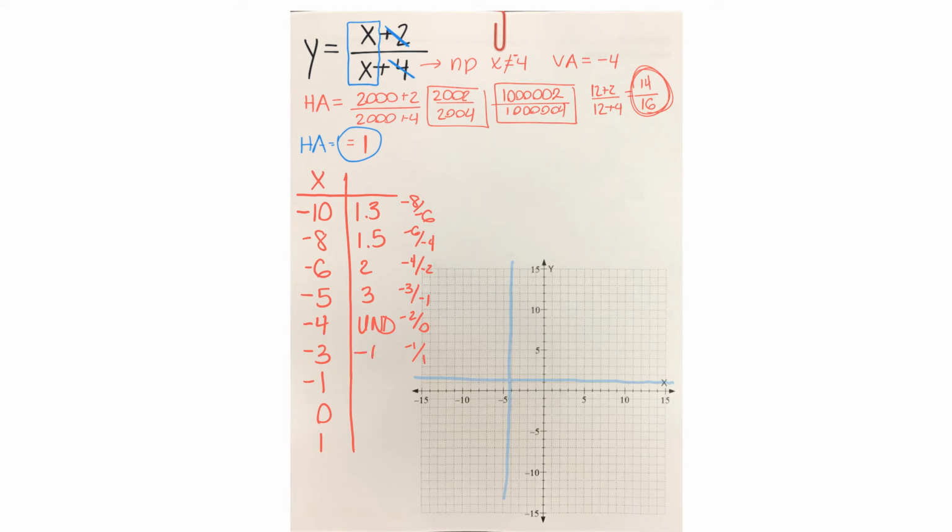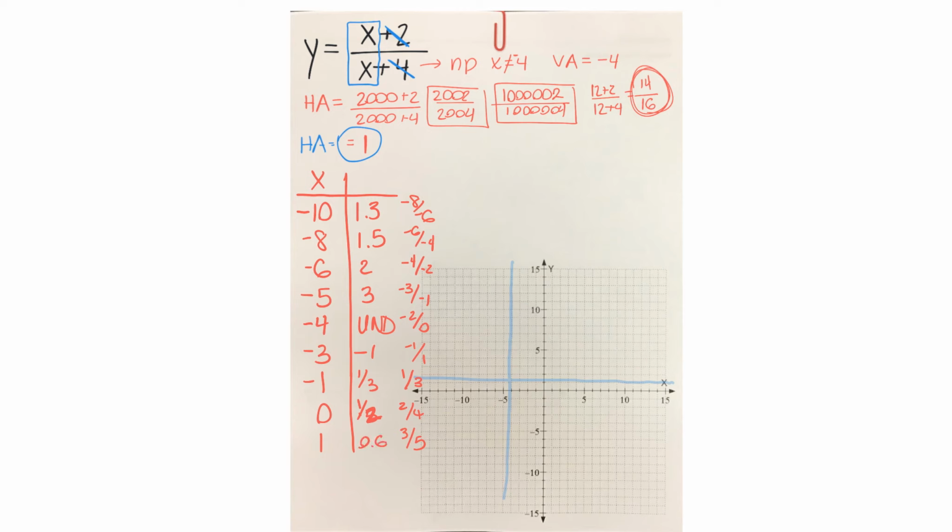And negative 1 plus 2 is 1. And negative 1 plus 4 is 3, so it's a third. And 0 plus 2 is 2, and 0 plus 4 is 4, so this is a half. Too bad I can't write. And 1 plus 2 is 3, and 1 plus 4 is 5. So, is that right? 1 plus 2 is 3, so 3/5, so like 0.6.